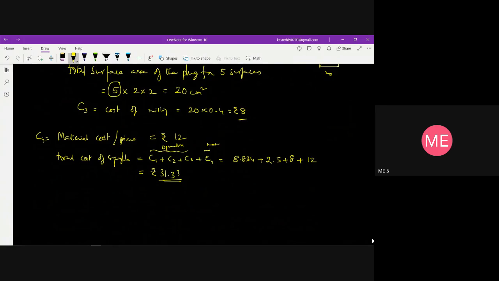So I have to make 1,000 pieces. So the cost of 1,000 pieces is equal to rupees 31.33 into the number of components, which will give 31,330 rupees. So this is the cost of 1,000 pieces. Next we'll go to the next topic, that is idling time.